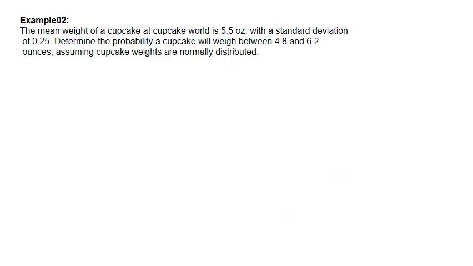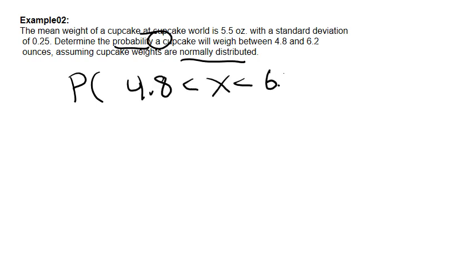Okay, stop the video and read the problem, and I'm going to get started talking about it. All right. We have a question about the probability that a cupcake weighs between 4.8 and 6.2 ounces. We are assuming the cupcake weights are normally distributed. Very important word there. Normally distributed. So, normally distributed, probability of a member of the population, we need to get to the table. That is the probability that X is between 4.8 and 6.2.